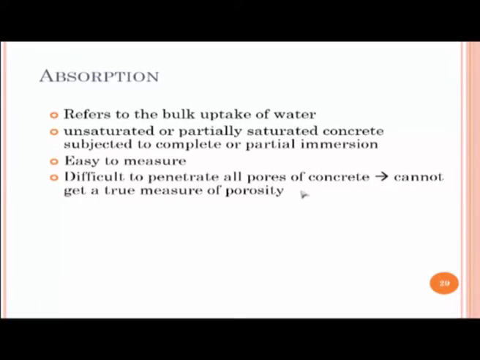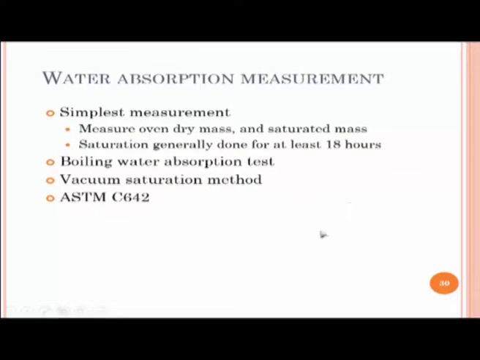Okay, so it's easy to measure, but it's difficult to penetrate all the pores of concrete because you cannot have a system in which water is penetrating everything. That's why boiling water is sometimes used. So this is covered through different techniques. One is the simplest measurement, in which you simply put it inside normal water and measure the difference in masses for an oven dry specimen and for a completely wet specimen. Or you can do it with boiling water to increase the accuracy of the data and also reduce the time that you take to actually penetrate.